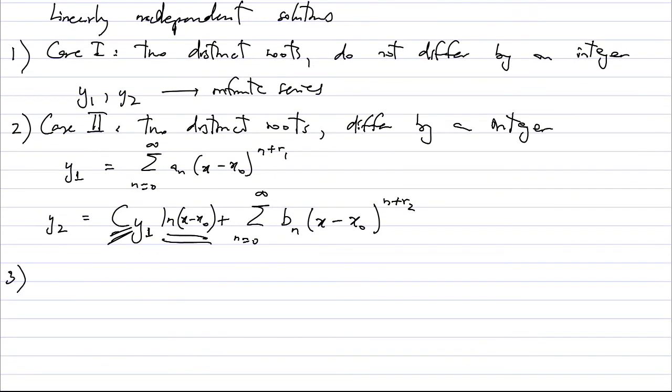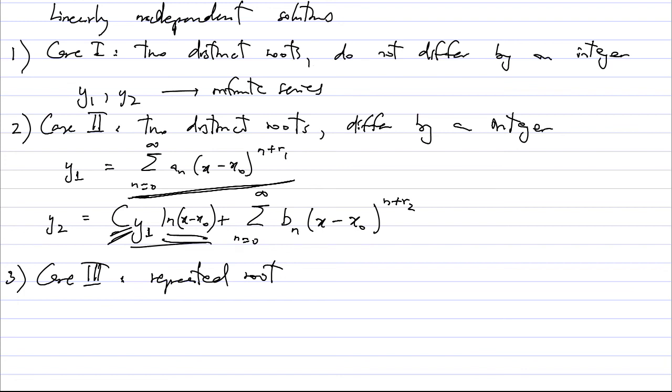Case 3 is when your indicial equation has a repeated root. In this case, one solution is guaranteed to be of this form, but of course r1 is now equal to r2, and the second solution has to have a logarithm inside it. So in the previous case, when you had two distinct roots that differed by an integer, the second solution may contain this logarithm term, it may not. But when you have a repeated root, it's guaranteed to contain this logarithm term.